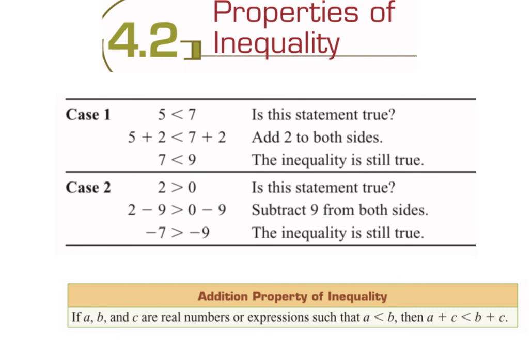If A, B, and C are real numbers or expressions such that A is less than B, or A is greater than B, it doesn't matter, then if you add something to both sides, the inequality is still true. You can add and subtract both sides of an inequality. It will keep the inequality a true statement, all right? So when you're solving these, you can use your same rules of solving. As long as you add or subtract the same thing from both sides, you will get a true statement.